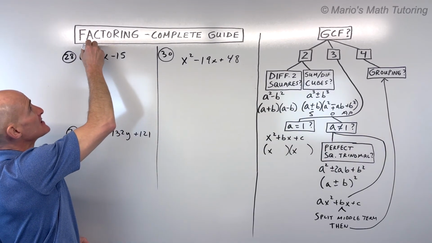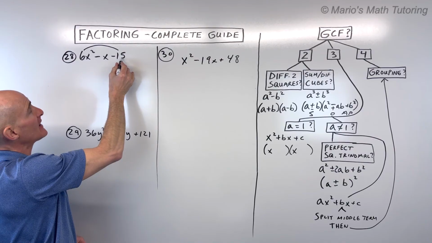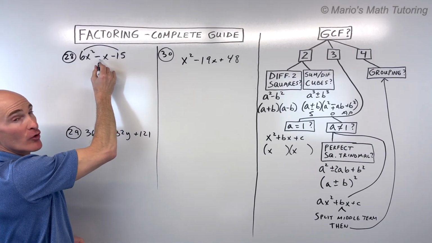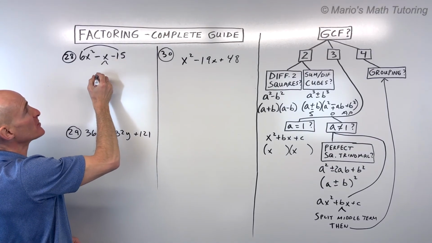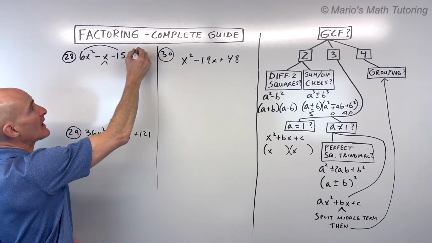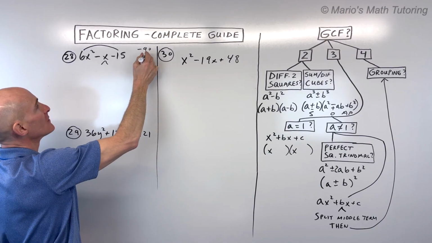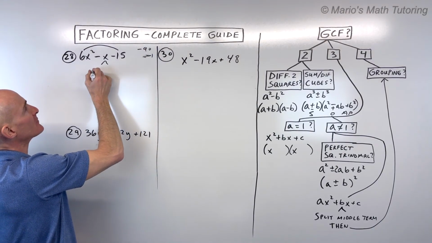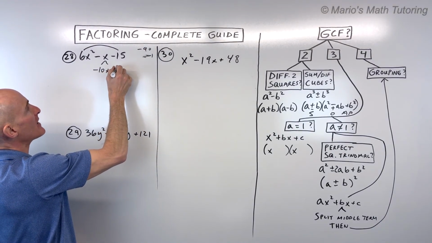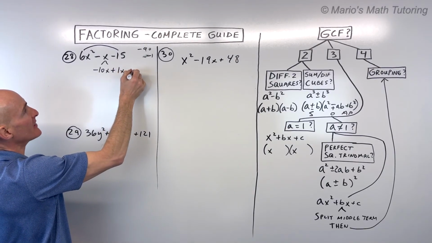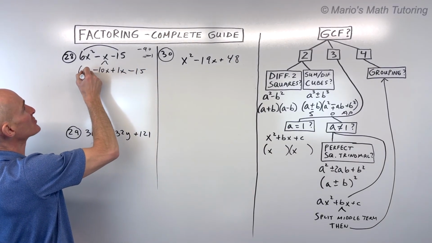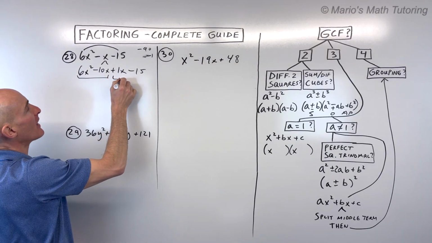So let's do our AC method. What 2 numbers multiply to negative 90 but add to the middle coefficient negative 1? And we'll split the middle term. So multiplies to negative 90 but adds to negative 1. So that would be negative 10 and positive 1. And make sure to put the x in there. Bring down the first and last term. And now we can factor by grouping.